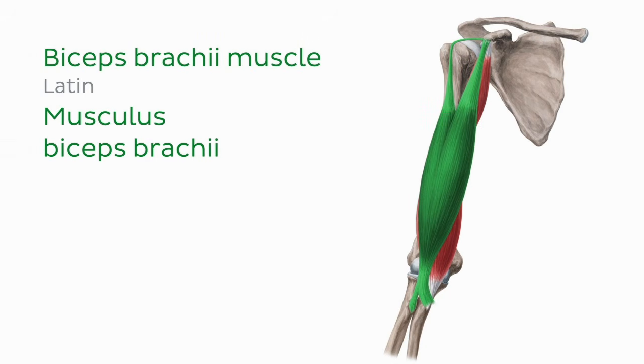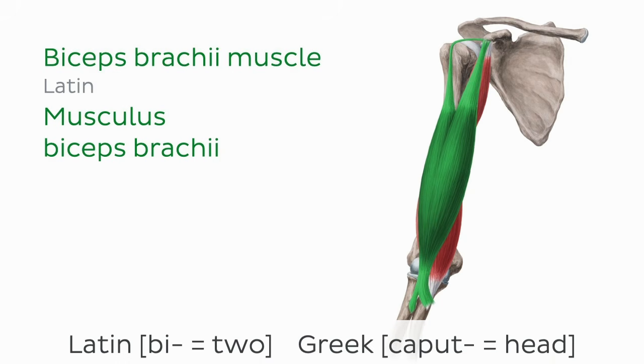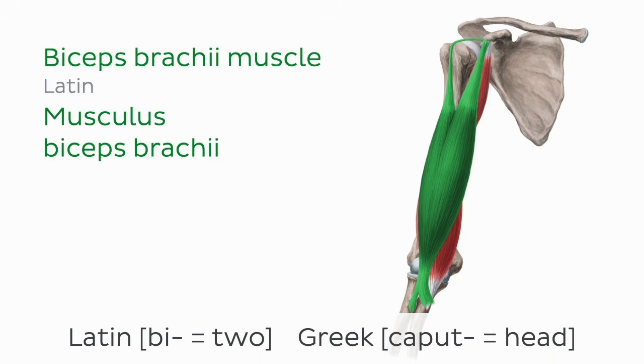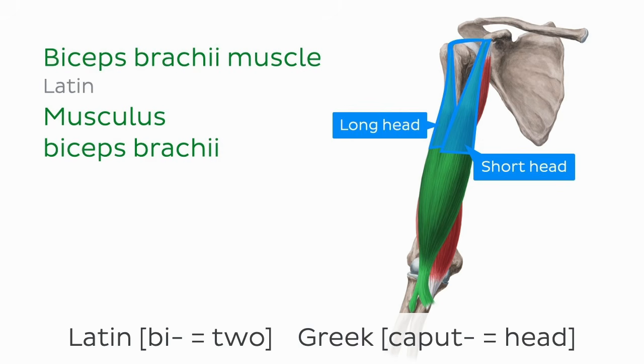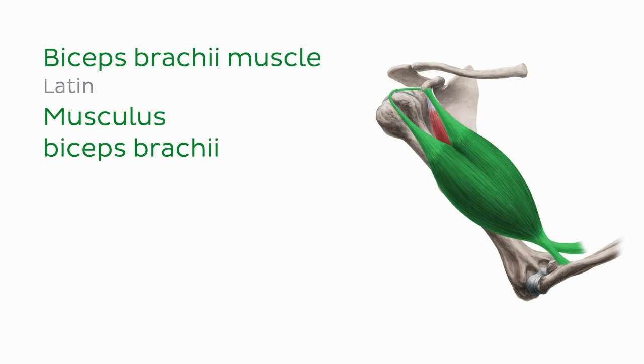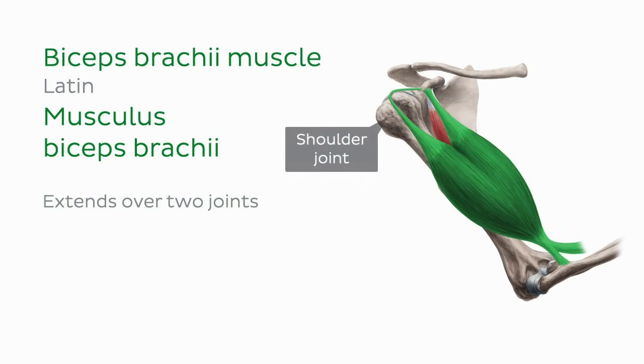The biceps brachii muscle is one of the major muscles of the arm. Its name comes from the Latin bi, meaning two, and caput, meaning head. It has a long head and a short head. The biceps brachii muscle extends over two joints, the shoulder joint and the elbow joint, meaning that it contributes to movement at both of them.